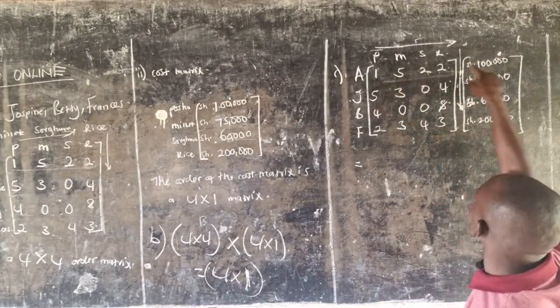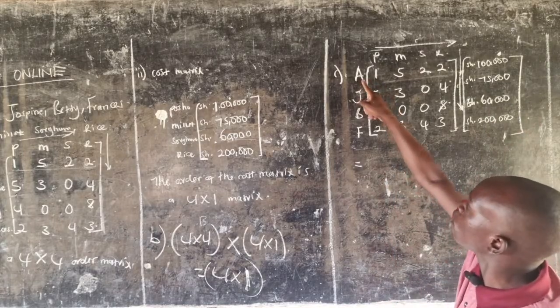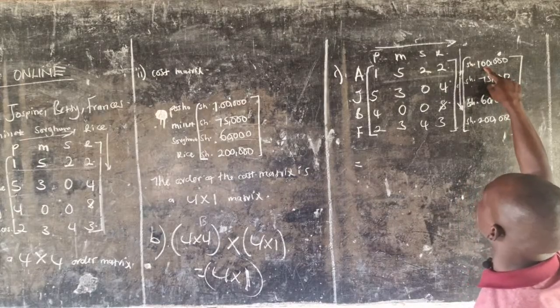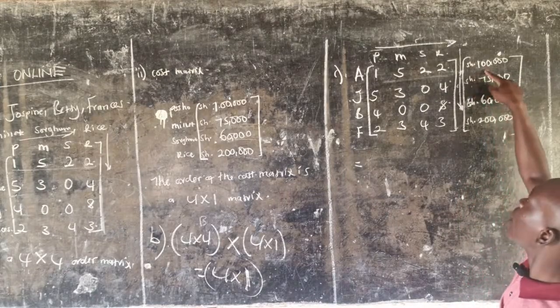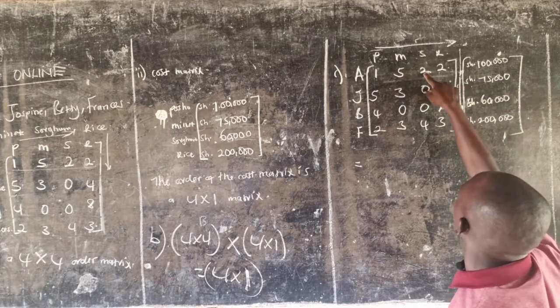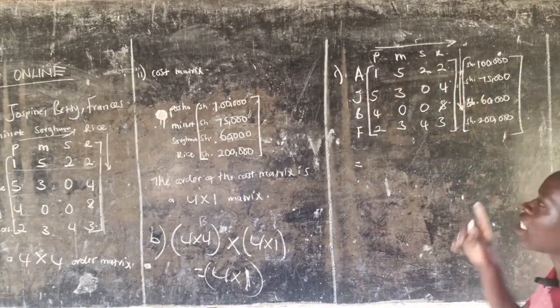So 1 times this plus, because it is the same person, we are still on Arayo. So Arayo bought one bag of posho, and that one bag of posho costed her 100, plus 5 times this, plus 2 times this, plus this times that. So when you finish all that, that will be only Arayo.